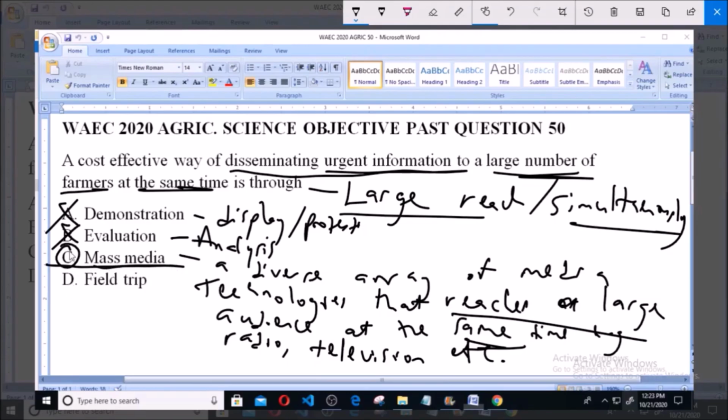And last, option D says field trip. Field trip just refers to a trip to a particular location, usually for educational purposes. So option D is not correct. So option C, as I've already established, is the answer.